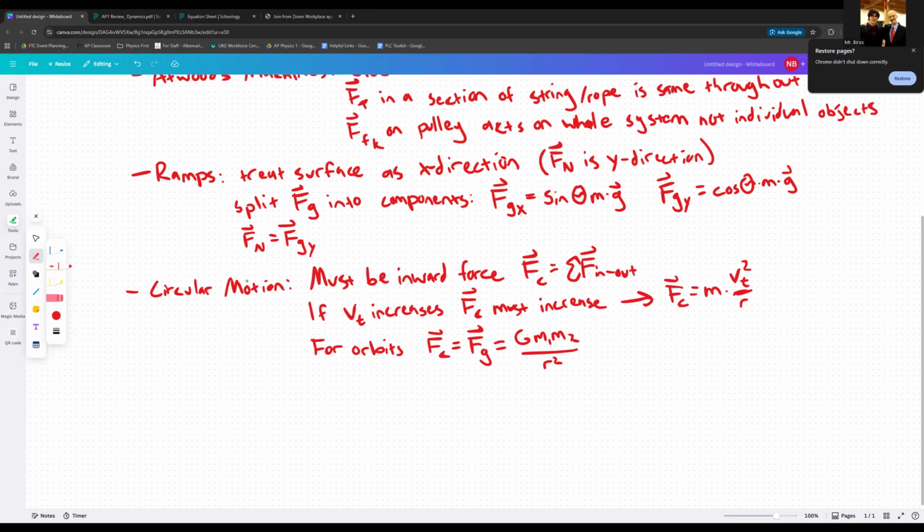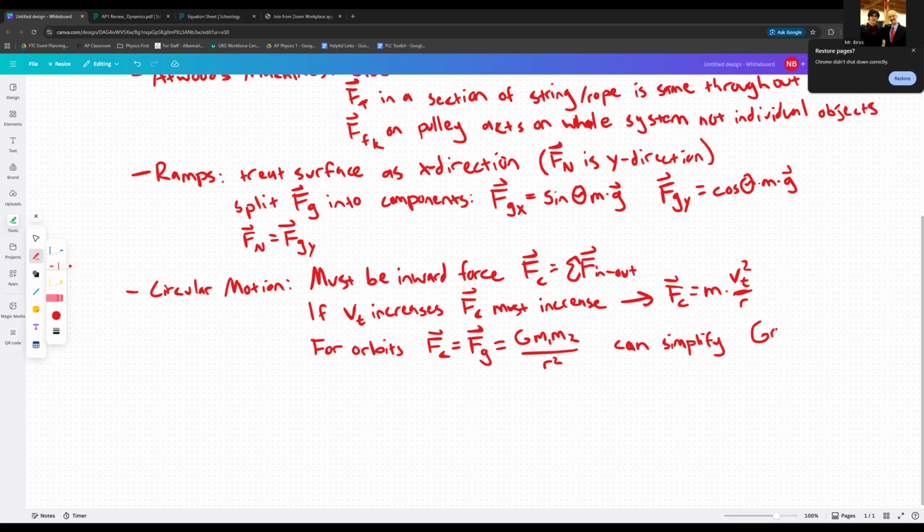And that centripetal force, you can simplify if you set this force equal to mass times vt squared over r. You can cancel some things out. If m1 is the planet and m2 is the moon, this is the thing in the middle, and this is the orbiting object. Mass 2 would show up on the other side of the equation, and you can simplify.